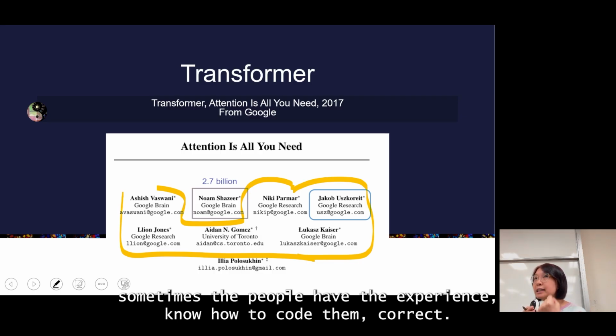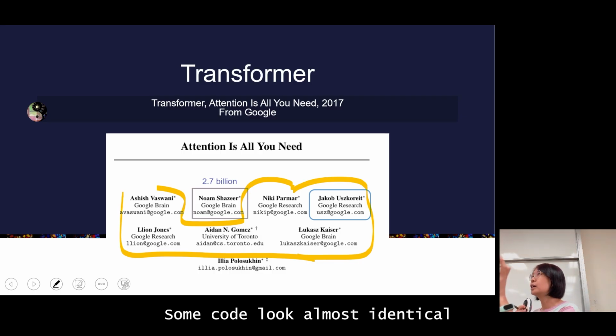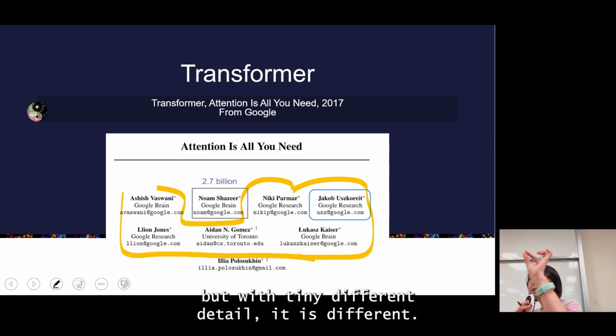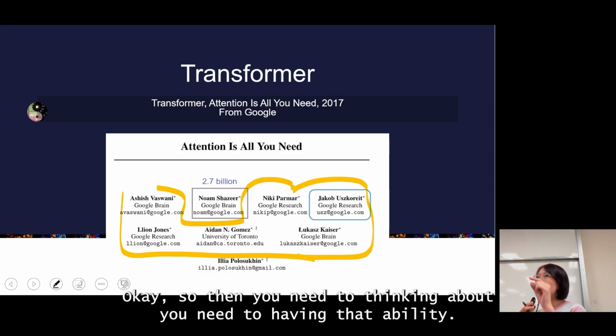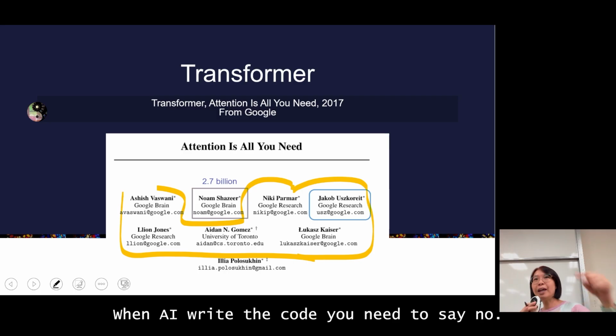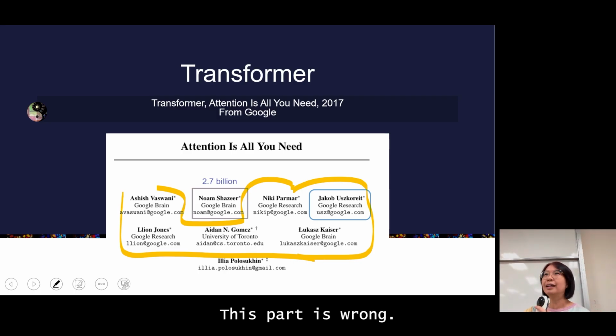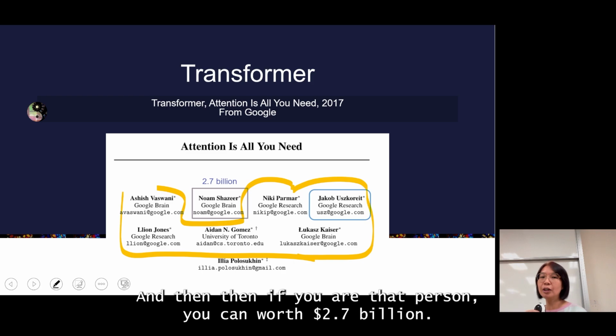Sometimes people have experience and know how to code them correctly. Some code looks almost identical, but tiny differences in the details will make the whole code different. So you need to have that ability: when AI writes code, you need to say, no, this part is wrong. And if you are that person, you can be worth $2.7 billion.